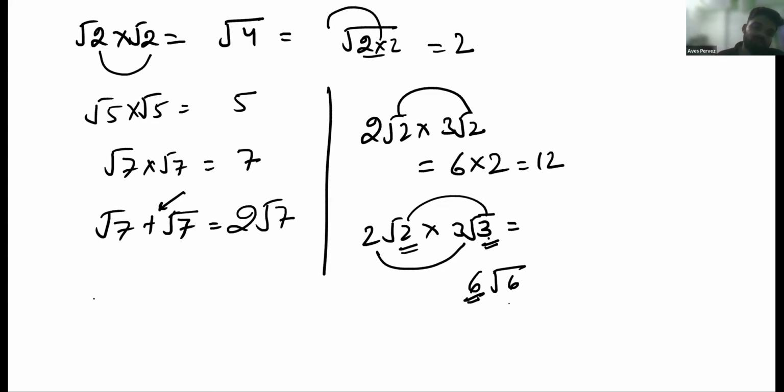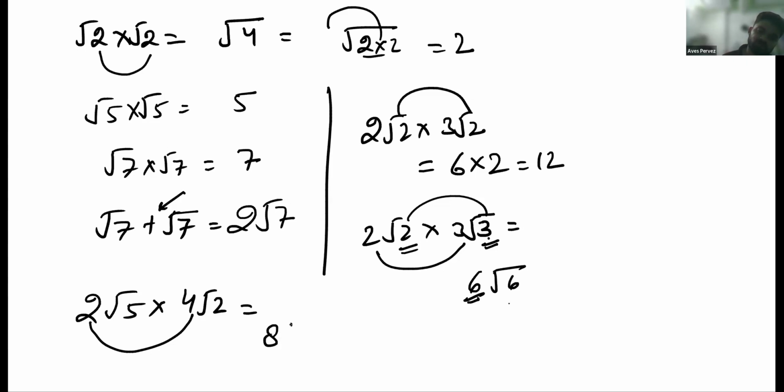Understood? Now tell me 2 root 5 into 4 root 2. What should be the answer? 10 root 12? Think again. Multiply number with number and root with root. This number is going to multiply with this number. 2 into 4 is 8, and root 5 into root 2 is root 10. So 8 root 10. Okay, note it down in the copy.